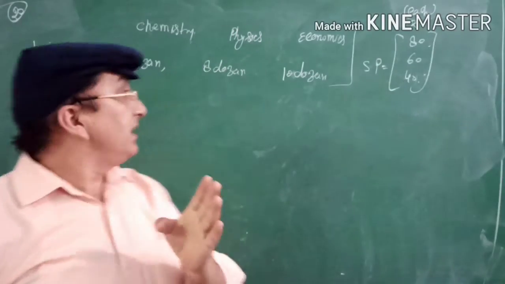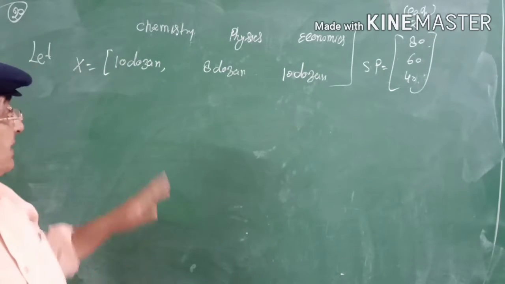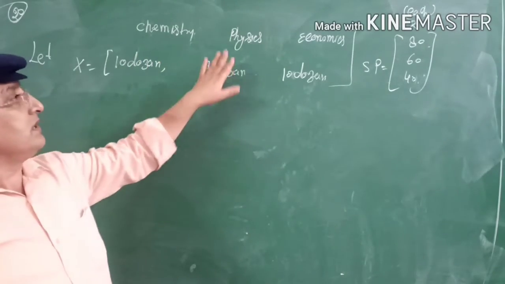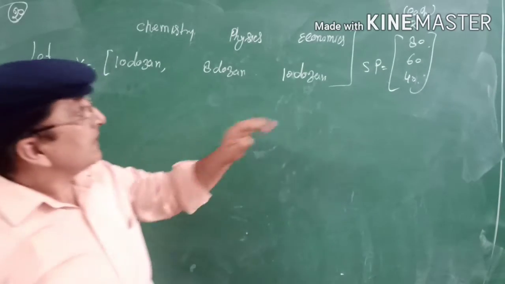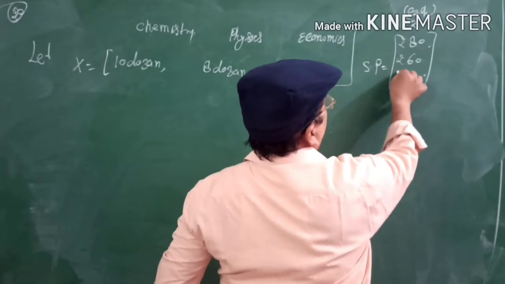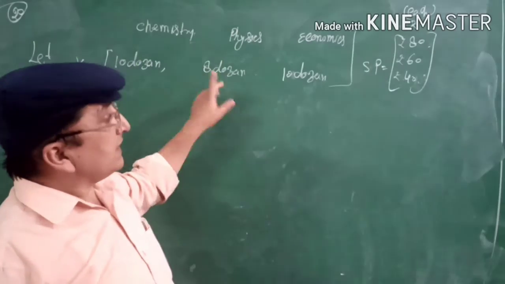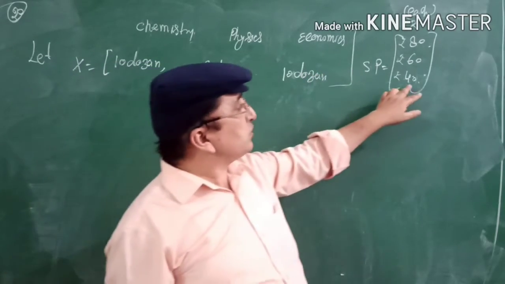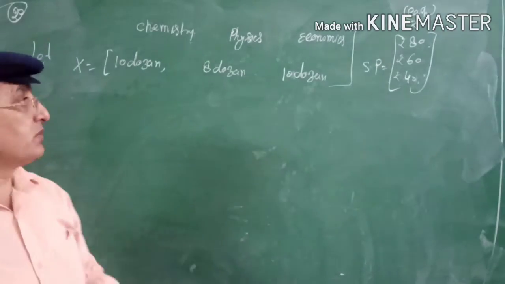Question number 20. We have three types of books: chemistry, physics and economics. We are given 10 dozen chemistry books, 8 dozen physics books and 10 dozen economics books. It is also given that the cost of each chemistry book is rupees 80, each physics book costs 60 rupees, and each economics book costs rupees 40. Then we have to find the total cost of all the books.